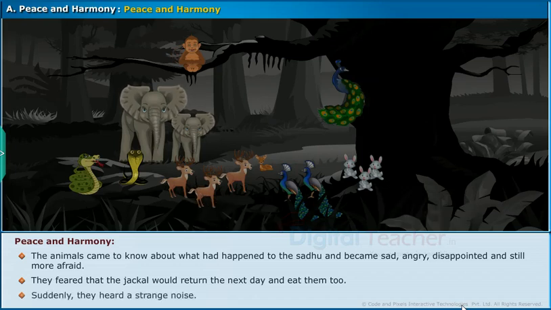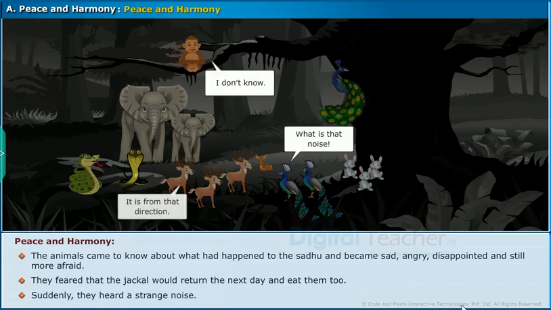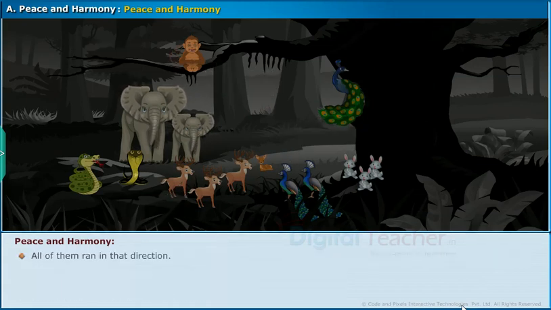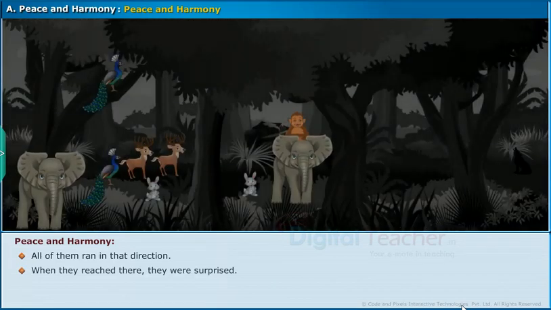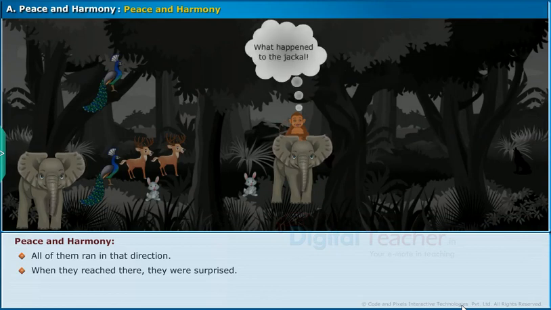Suddenly, they heard a strange noise. "What is that noise?" "I don't know. It's from that direction. Let's go and see what it is." All of them ran in that direction. When they reached there, they were surprised. "What happened to the jackal?"